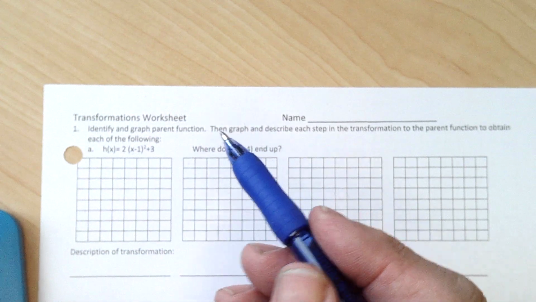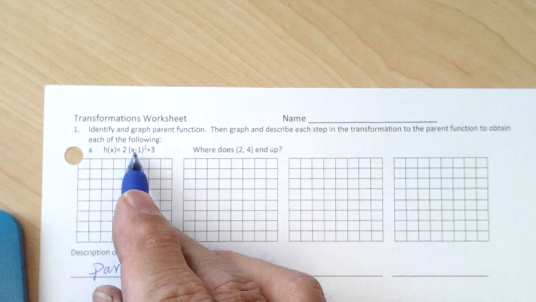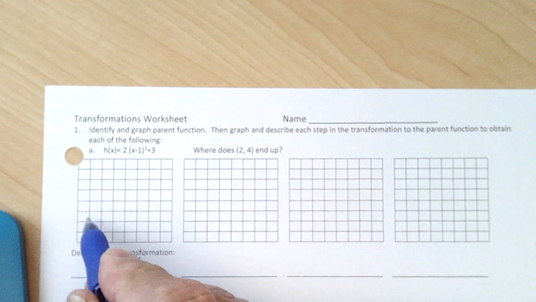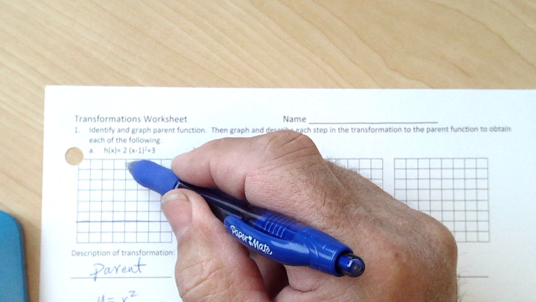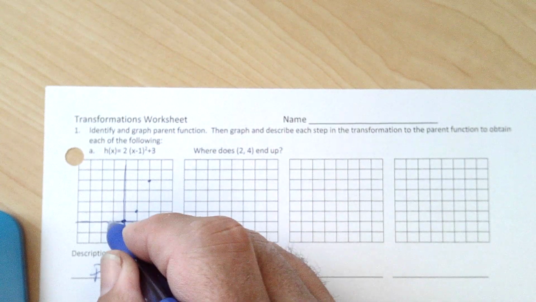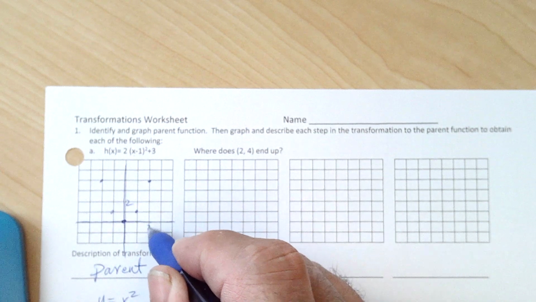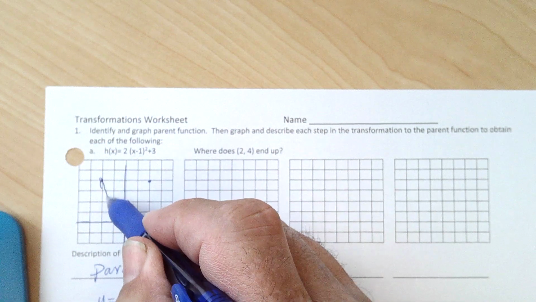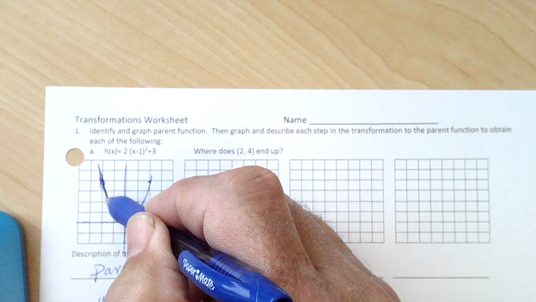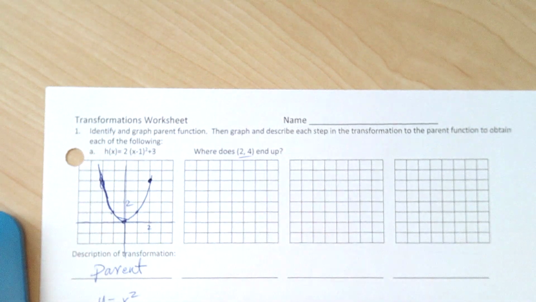I want you to start with the parent function. In this case, it's something squared. And so the parent function looks like this: 0 squared is 0, 1 squared is 1, and 2 squared is 4. Minus 1 squared is 1, and minus 2 squared is 4. If my units are 1 for every square, the parent function would look something like this. One of the points it goes through is 2, 4.